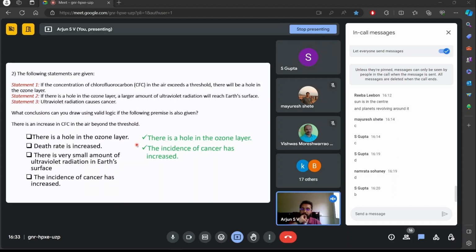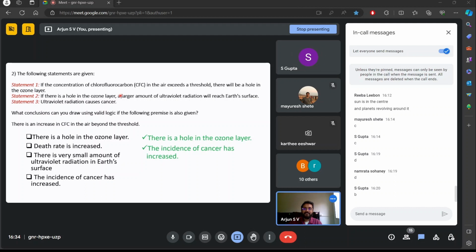Okay, we can go by logic itself. I think you don't have any problem with the first option and fourth option, we just want to know why your second option is not correct. The second option is saying death rate is increased. So we have three statements and a premise. Can you find anywhere where there is a mention about death rate? There is no place, sir.